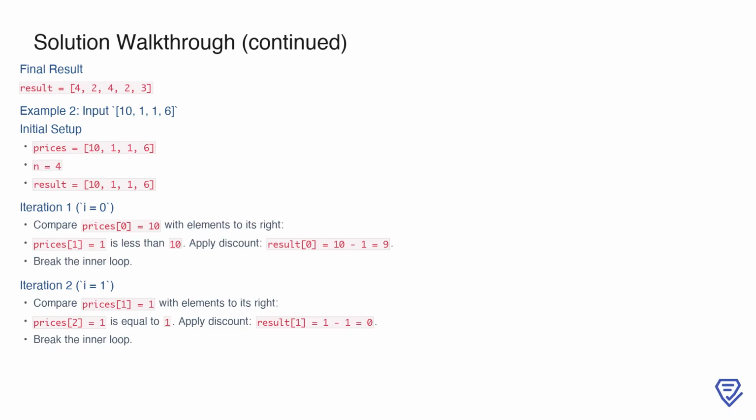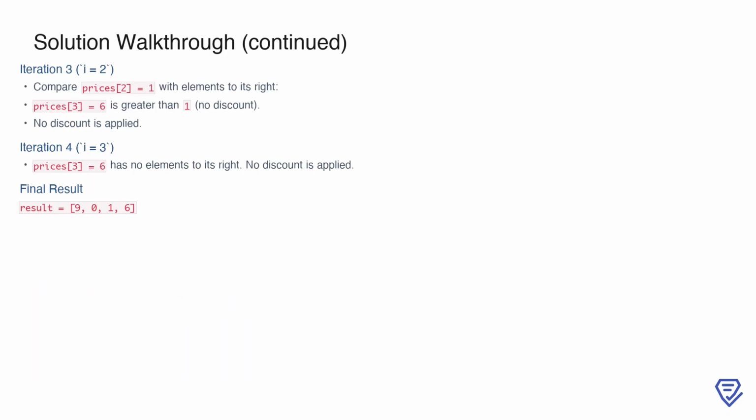For the third item, prices[2] equals 1, we compare it with prices[3] equals 6. Since 6 is greater than 1, no discount is applied. Finally, for the fourth item, prices[3] equals 6, there are no elements to its right, so the price remains unchanged. The final result for this example is 9, 0, 1, 6. Continuing with the explanation, the iterations for the input 10, 1, 1, 6 demonstrate how the process works step by step for each item in the array.